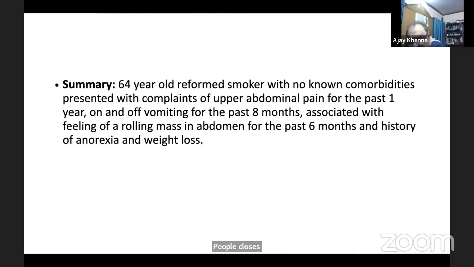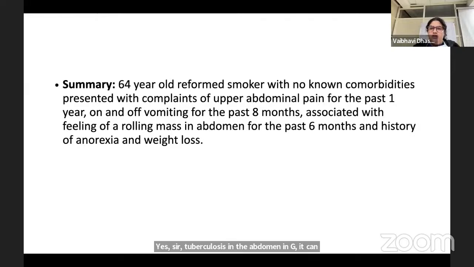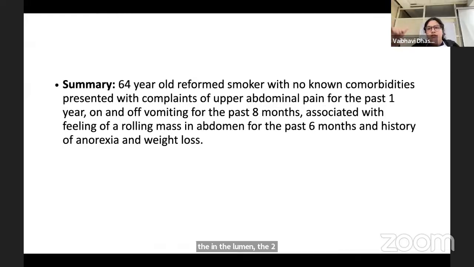So what are the various types of duodenal tuberculosis? Sir, tuberculosis in the abdomen can be either intraluminal, in which case the tuberculosis is within the intestine itself and causes obstruction. In the lumen, you never get tuberculosis, do you? So it is mostly in the wall, causing a mass effect. It is in the wall.